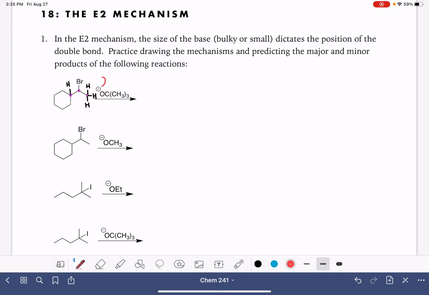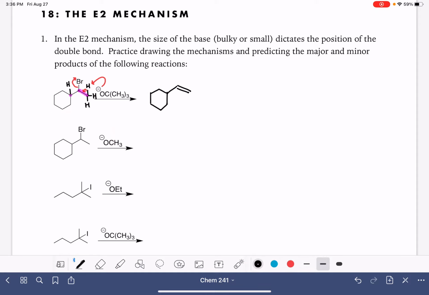So our bulky base is going to go after one of these hydrogen atoms. The carbon-hydrogen bonding electrons are going to come in to make a carbon-carbon double bond, and the leaving group will leave. Nothing happens at all out here with this other hydrogen atom. That's not going to be involved in this reaction. And then the product of this reaction is going to look like this, where we are placing a double bond in between the 2 carbon atoms that were involved in this reaction.